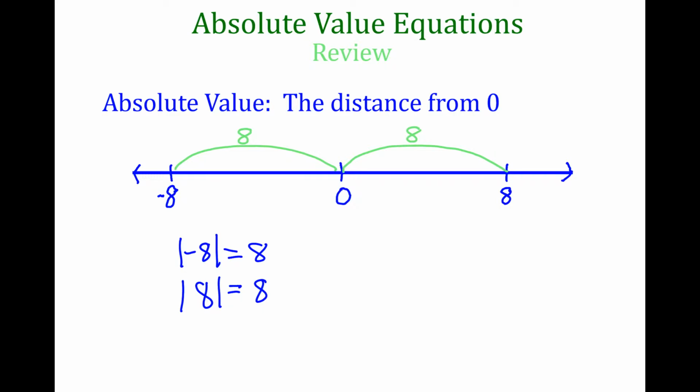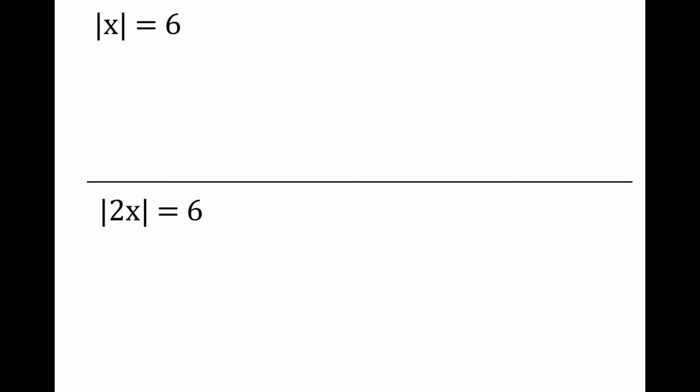What that tells us is that there could be two options of values that both have the same absolute value, and the absolute value is always positive. Now looking at this top equation, the absolute value of x equals 6. Now there are two things that the inside here could possibly be. X could equal 6, and x could equal -6, because both 6 and -6 have an absolute value of 6.